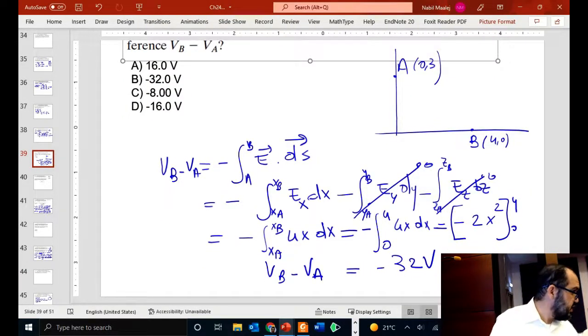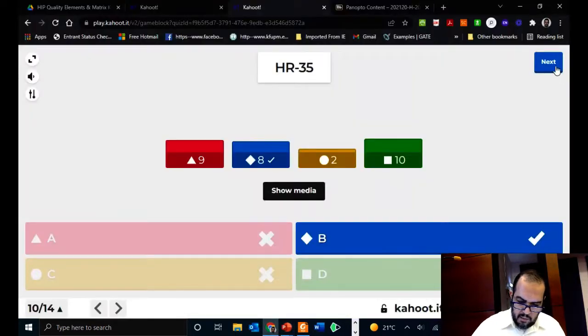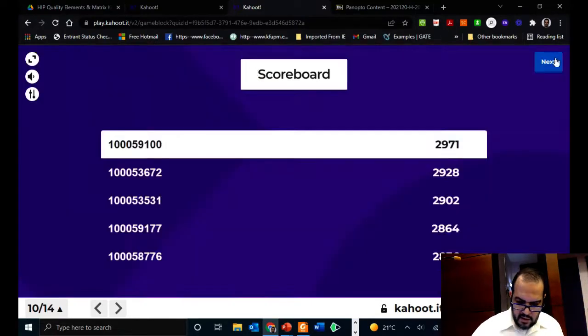Clear? So we just use the integral, and in this case it simplifies to a simple integral. Okay, we still have time. We can go at least one more problem. Is this clear? Is this problem clear? So we just used the definition and we did the integral. Next.